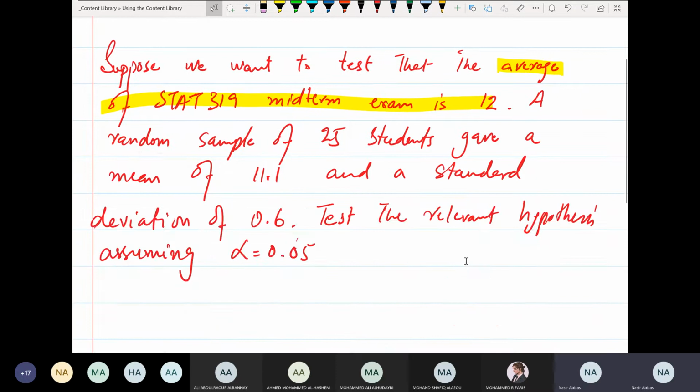So again, let's do the one-sided hypothesis now. Suppose that we want to test that the average of STAT 319 midterm exam is more than, let us say this, I'll change this one also, more than 12. A random sample of 25 students gave a mean of, let us say, 11.5 and a standard deviation of 0.6.